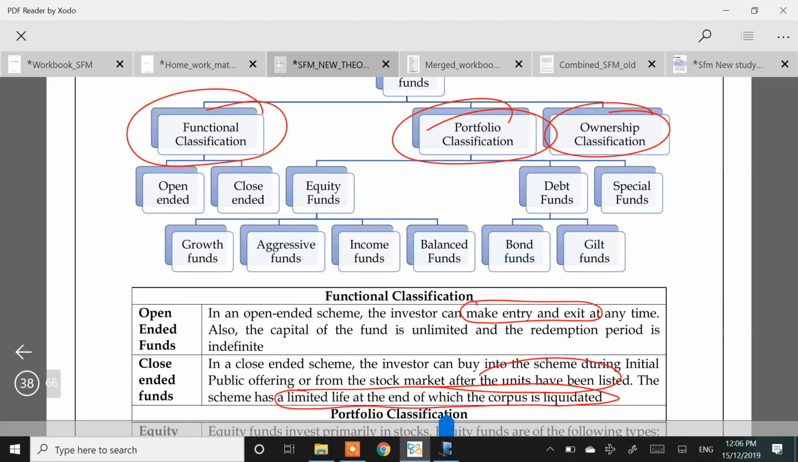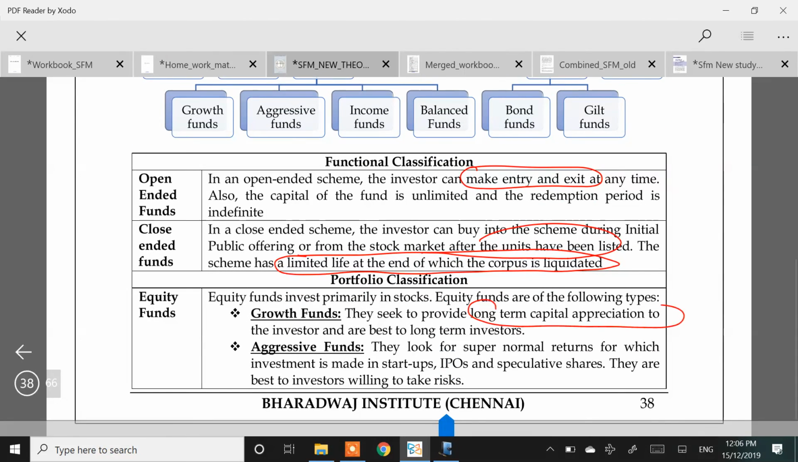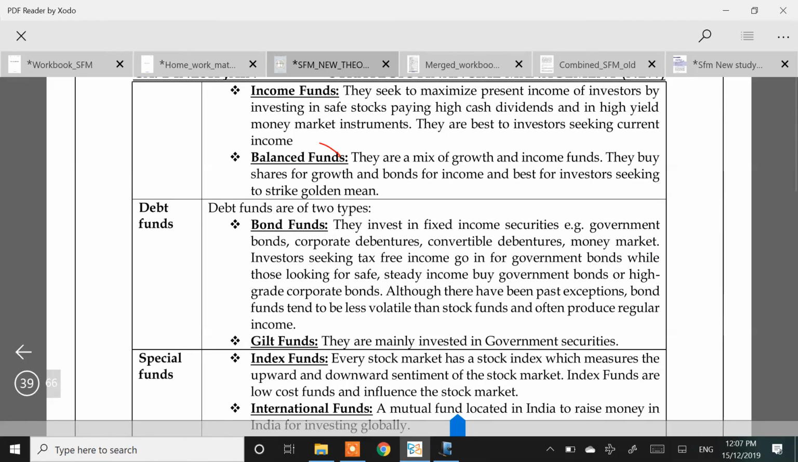My classification can also happen based on portfolio, wherein I have equity funds. Equity funds are basically those which invest in equity shares or stock markets. You can have a growth fund, which focuses on earning long-term capital appreciation for the investors. Then I have aggressive funds. They normally try to invest in securities which are likely to give super normal returns, and they may invest in speculative shares. Income funds make their investments in securities which pay regular dividends, so I will try to earn the dividends and pass them on to the end investor. And balanced funds try to balance the growth and the income side.